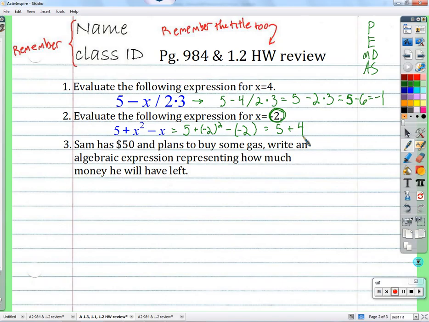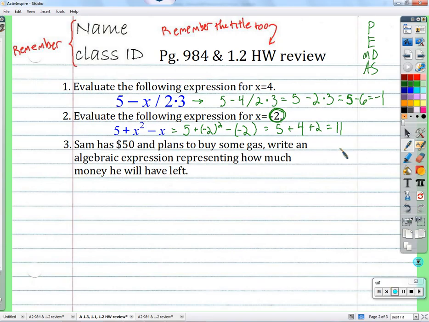x times x. What is x in this case? It's negative 2. So what is x times x? It is negative 2 times negative 2, because that is what is replacing x. Right? So I'm supposed to take x and multiply it by x. Negative 2 being x, multiply that by itself. And then we got minus negative 2.